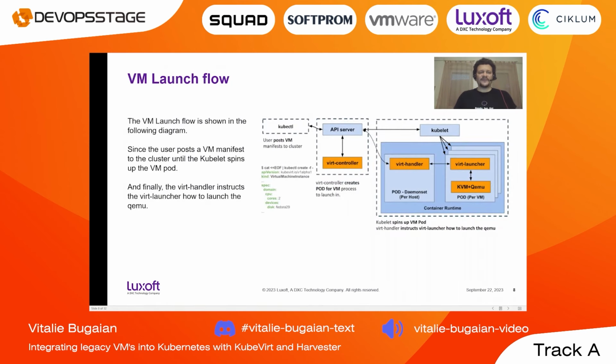Here we are showing a VM launch flow. You basically give a YAML file to kubectl. kubectl will take this and pass it via the API server to virt controller. Virt controller will create a pod for the VM process and launch it inside the pod. Then virt handler will launch a KVM and QEMU process that will take the disk image from a PVC and start up that VM for you.